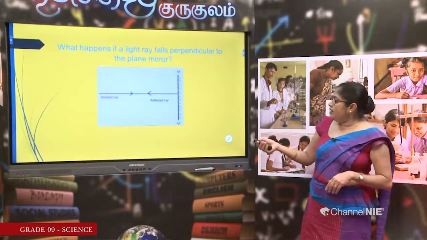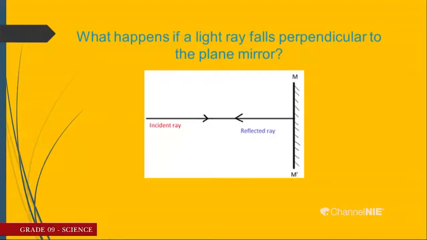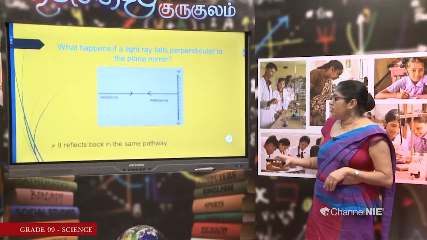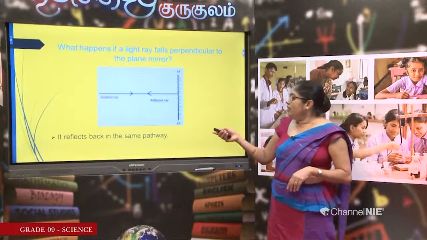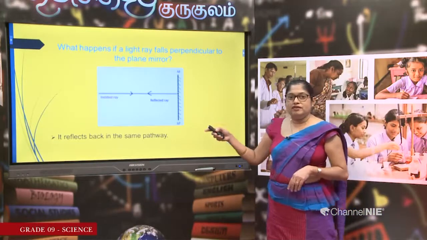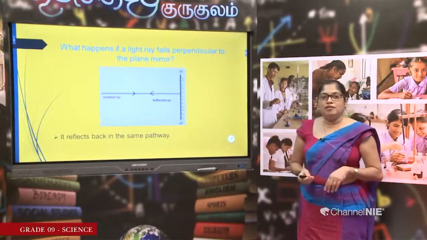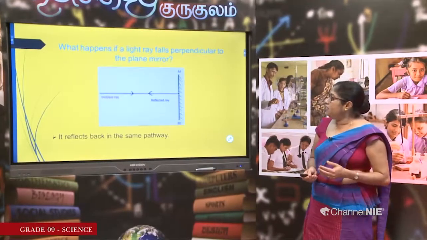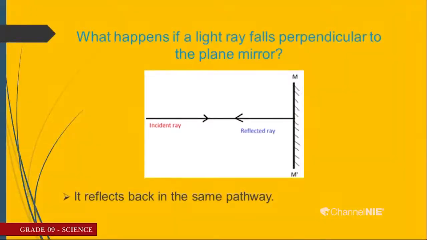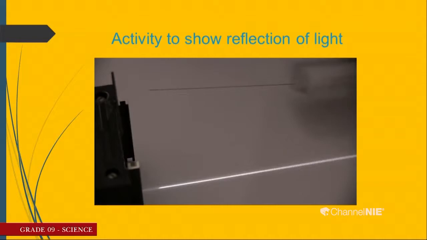Here you can see the light ray is falling on the mirror perpendicular to it. You can see the reflected ray is also travelling in the same pathway. The incident ray and the reflected ray are both in the same line. So, if a light ray falls perpendicular to the mirror, it reflects back in the same pathway. Let us watch a video to learn more about this.